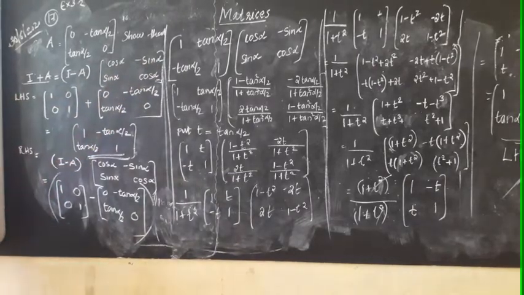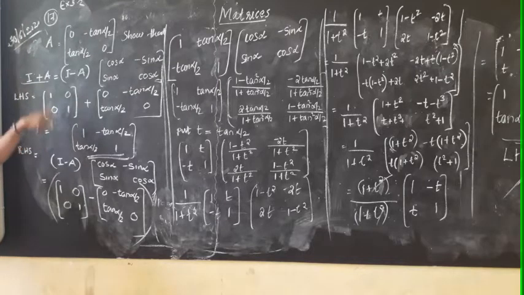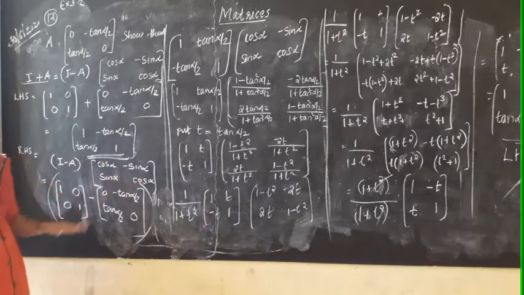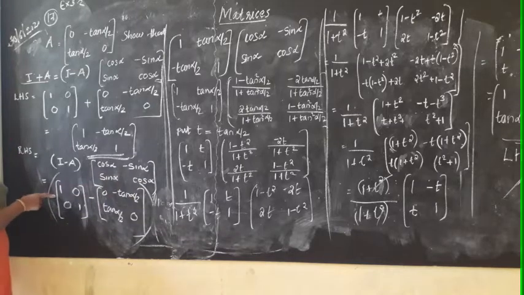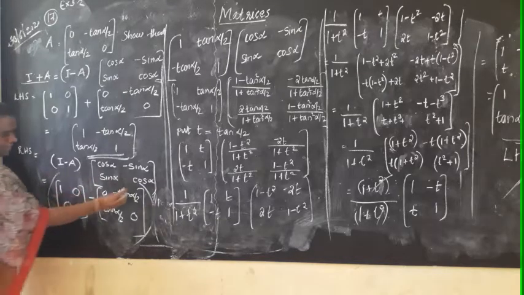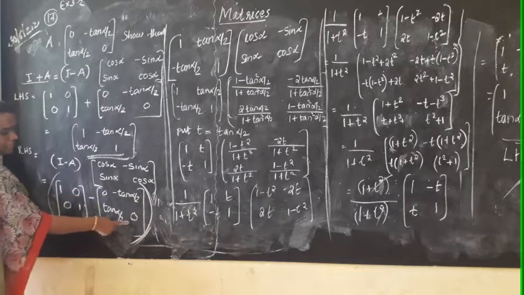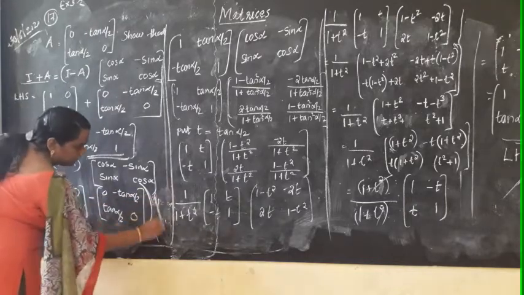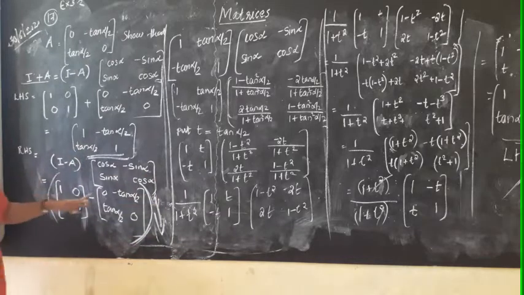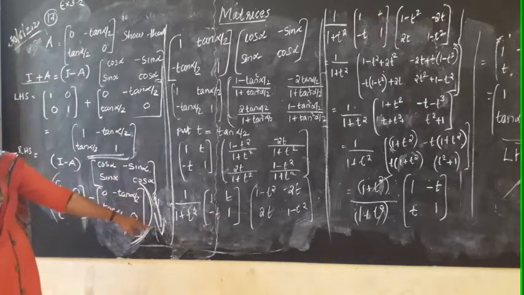That is a matrix. Then I plus A, I is identity matrix, A is here. You add, they are the same order, so we can add it. Then that is equal to I minus A into cos alpha, minus sin alpha, sin alpha, cos alpha. What is I here? Identity matrix of order 2, 1 0 0 1 into minus A. What is A here? A is equal to 0, minus tan alpha by 2, tan alpha by 2, 0. Into this term you have to write here: cos alpha, minus sin alpha, sin alpha, cos alpha.